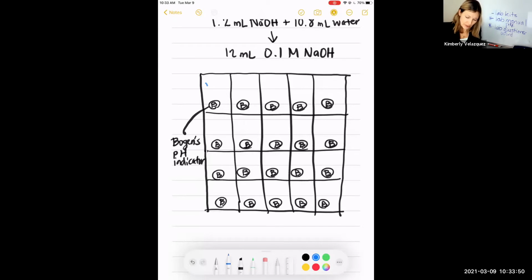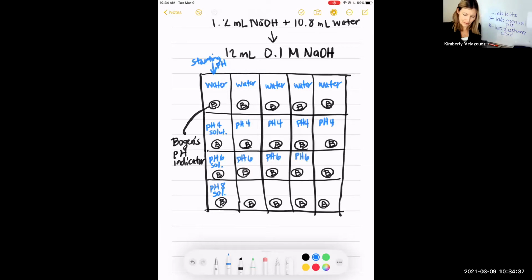Okay, in this one, we just put water. In this one, we just put pH 4 solution. In this one, we just put pH 6 solution. And this one, we just put pH 8 solution. So this whole column is really telling you your starting pH. Now you're going to add those all the way across. So this would be water, water, water, water. pH 4, pH 4, pH 4, pH 4, pH 6, all the way across, and then pH 8, all the way across.